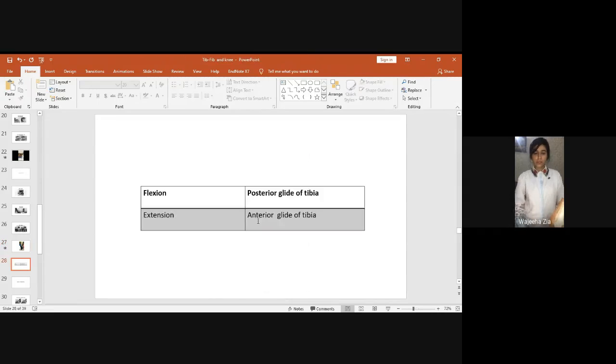Now for the improvement in the ranges, for the flexion improvement, apply a posterior glide at the tibia, and for the extension improvement, an anterior glide of the tibia.